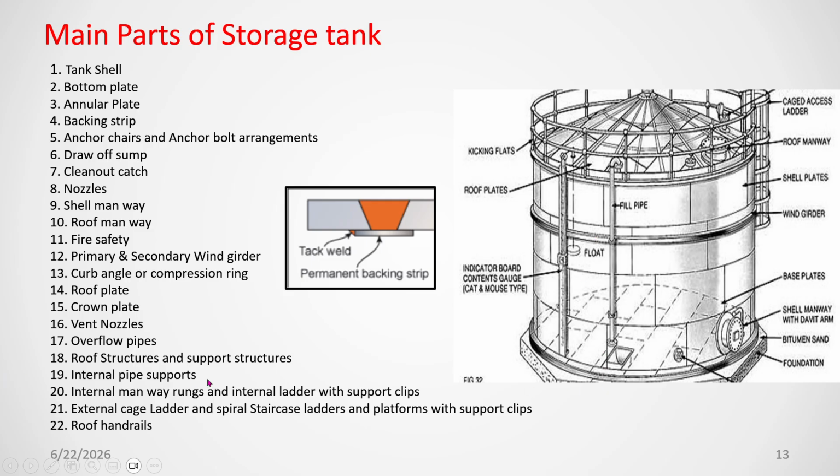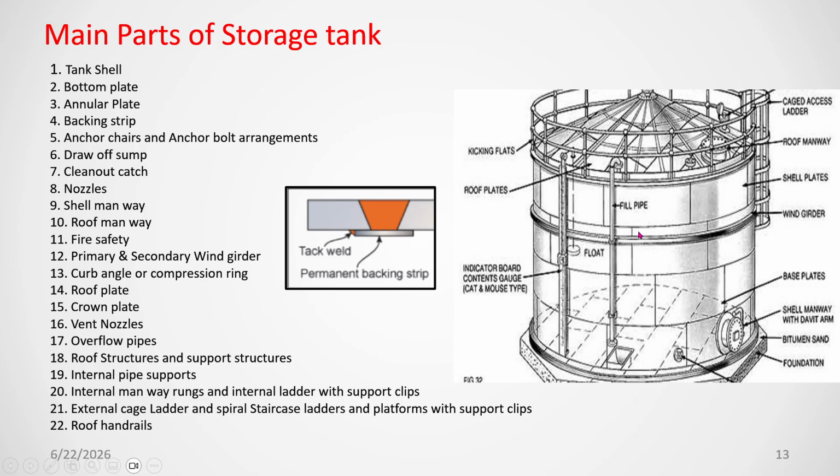From here it will go outside. Overflow pipes. Roof structure. These are roof structures to go inside, so that you can walk on them. Internal pipe supports: if there are pipes, we have to give the internal pipe supports also. Internal manway, or rungs to get down. There will be some rungs, like a ladder.